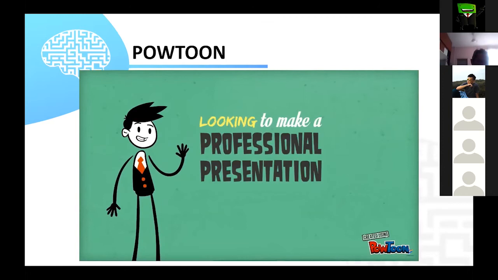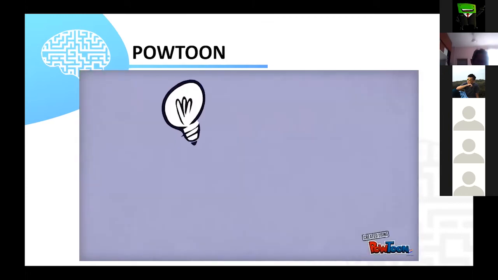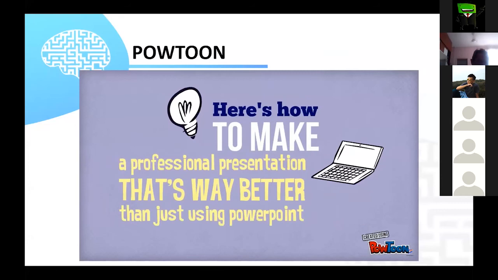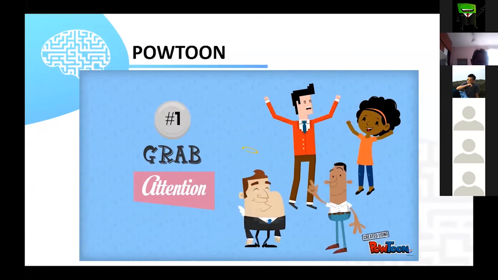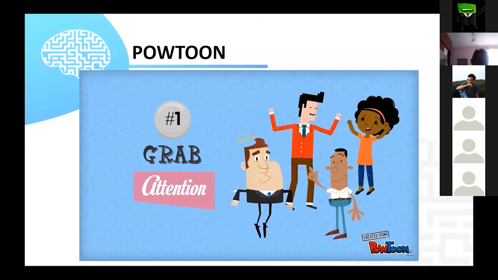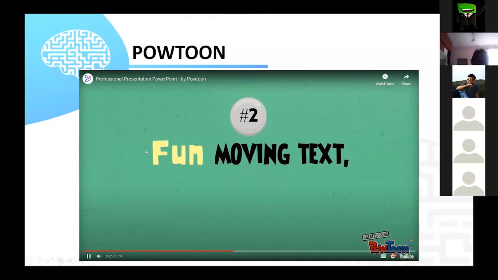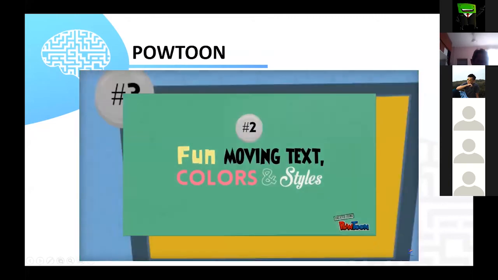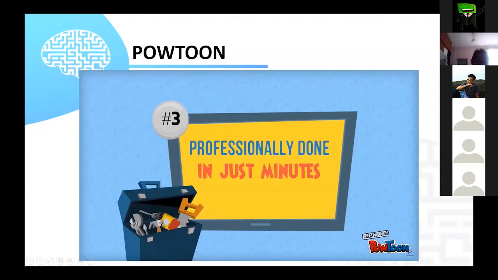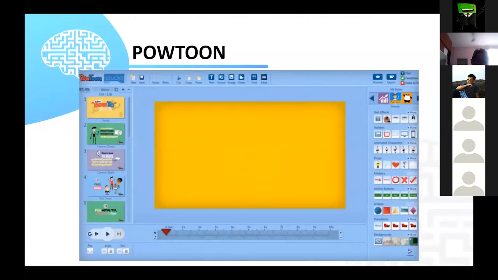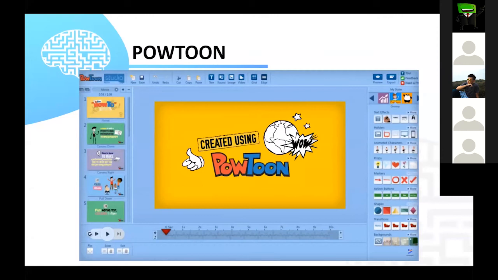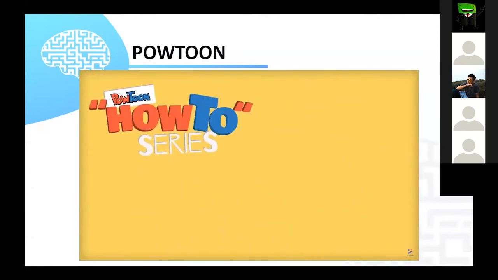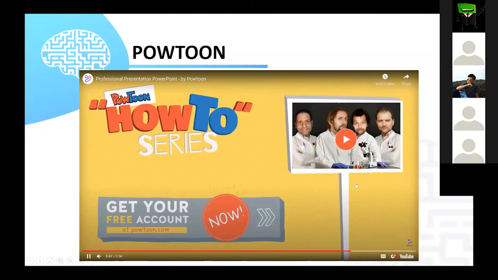Do you need to make a professional presentation PowerPoint? Well, here is how to make a professional presentation that is way better than PowerPoint. Number one, you want to grab your audience's attention with animated characters that make your presentation attention-grabbing, personal, and fun. Number two, you want to keep their attention with fun-moving text, colors, and styles. Number three, you want to get it professionally done in just minutes. Well, how do you do all of that? With Powtoon. So head on over to powtoon.com right now to get started with your free account, and in just a few minutes you will have a professional presentation that is way better than PowerPoint. Well, that is a wrap for this video.